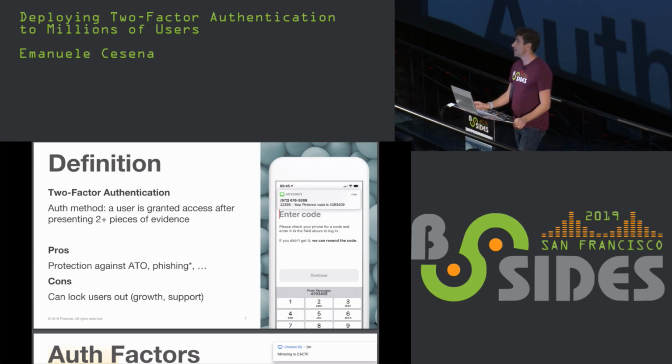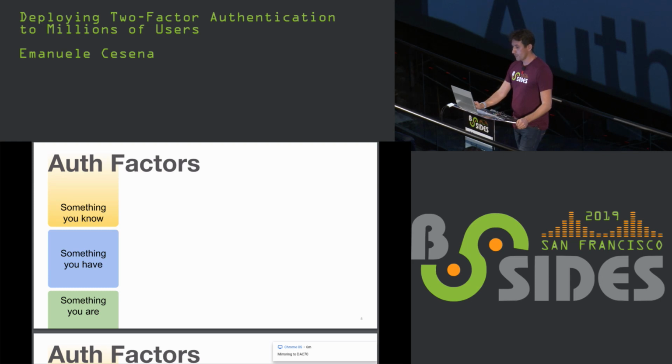Users can be locked out. And so while you build two-factor authentication, you definitely want to engage with your growth and support team, because those are going to be the teams that will handle bugs and user complaints. So authentication factors are organized in three: something you know, something you have, something you are.